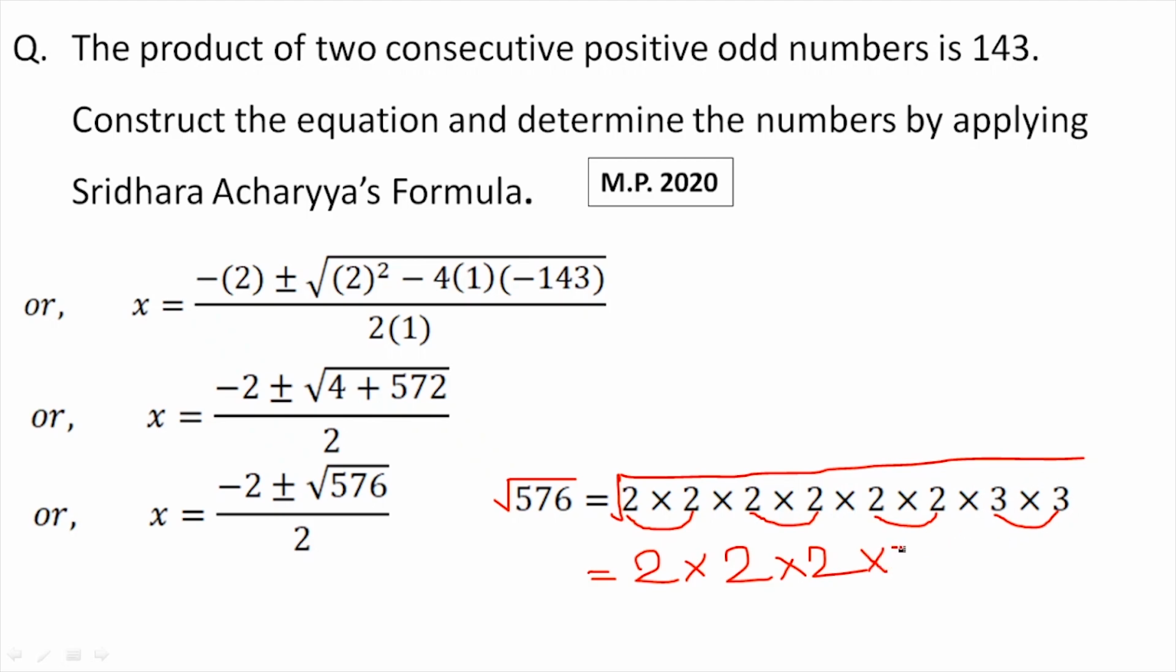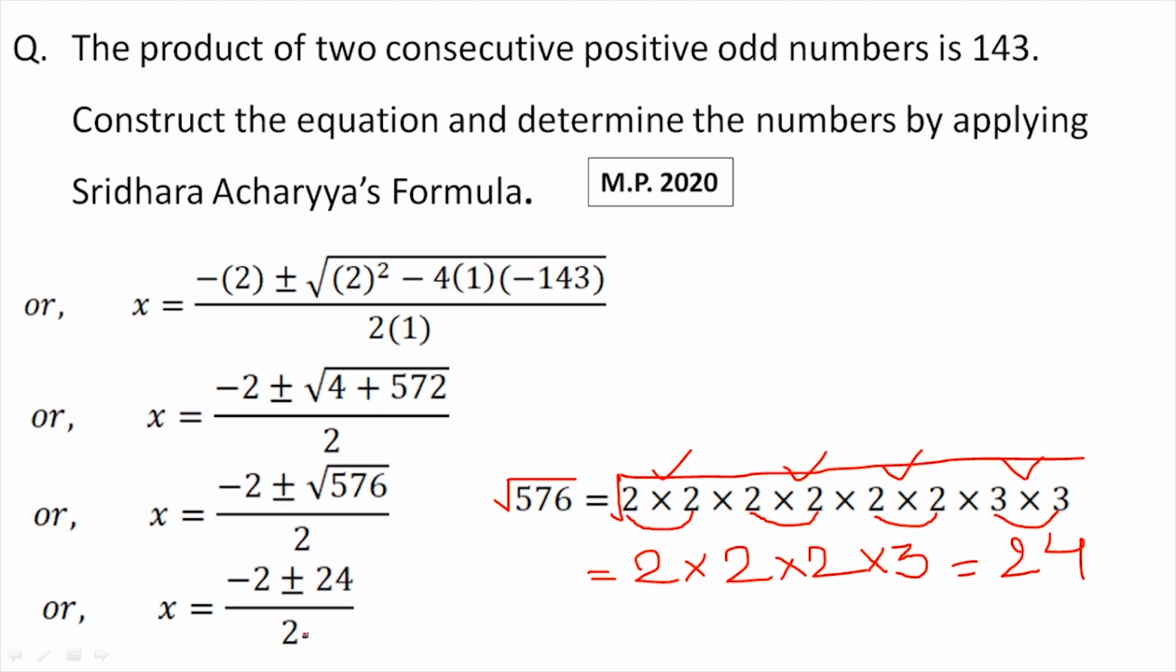Okay, so the pair of numbers will come out of the square root becoming 1, and whatever is remaining inside the square root you'll write in square root form, but there is no number because this has also come out. This also is out, this also is out, this also is out, so no number is remaining inside, so there is no need of writing the square root. Now 2 into 2 into 2, 8 into 3, it is 24. So what is the square root of 576? It is 24. So it will be x equals minus 2 plus minus 24 divided by 2.